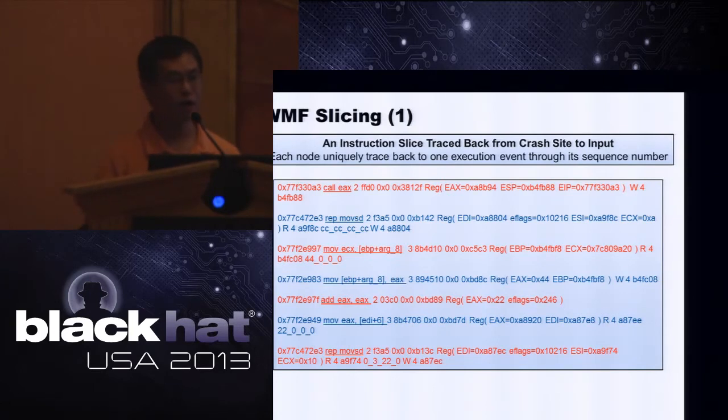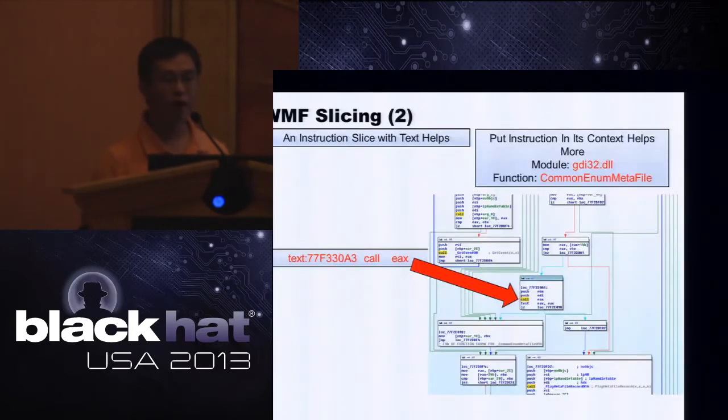We get each individual instruction that is involved in moving the input bytes from the input file all the way to the point that the exception happened. It makes a little bit of sense when you look at them individually. It might make more sense if you look at the original context of the program structure, the functions, for example.